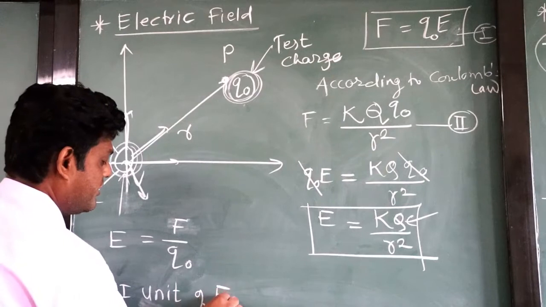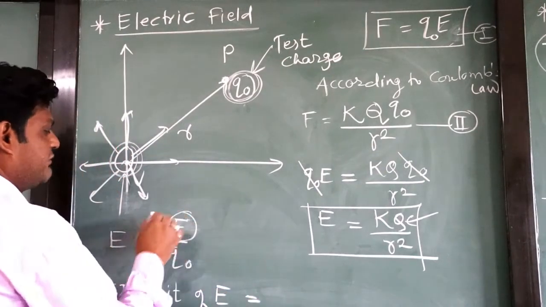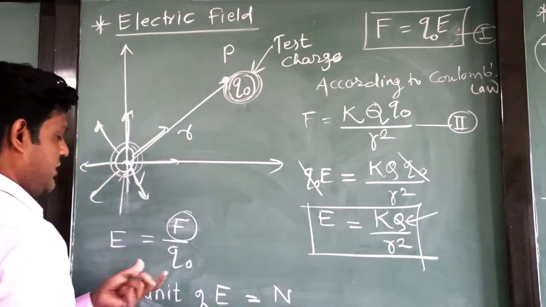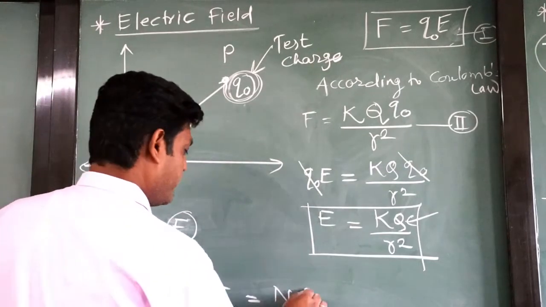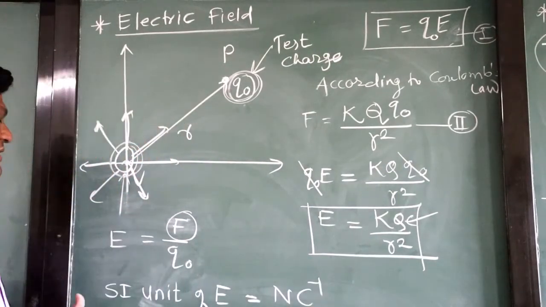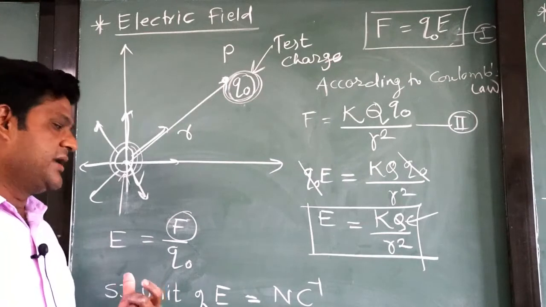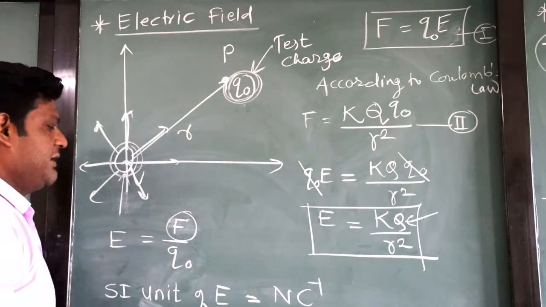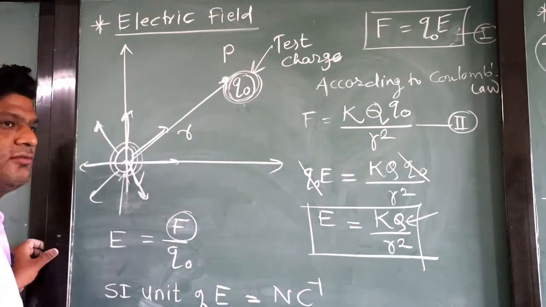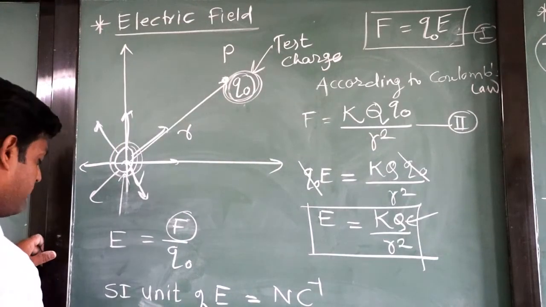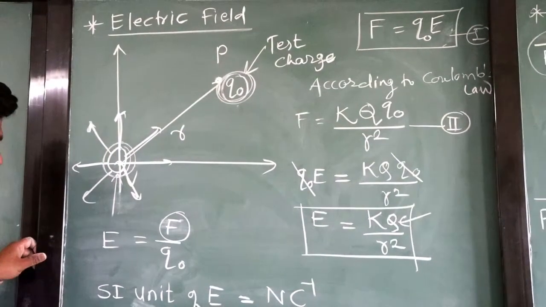So the SI unit of E, that will be, for the force we will write Newton and for the charge we will write Coulomb. So Newton per Coulomb is the SI unit of electric field, Newton per Coulomb, right? And we will calculate the dimensional formula for electric field. Dimensional formula for electric field.